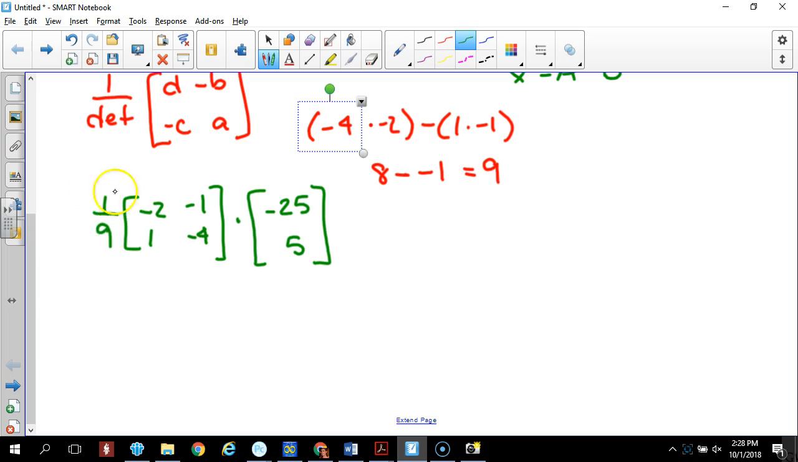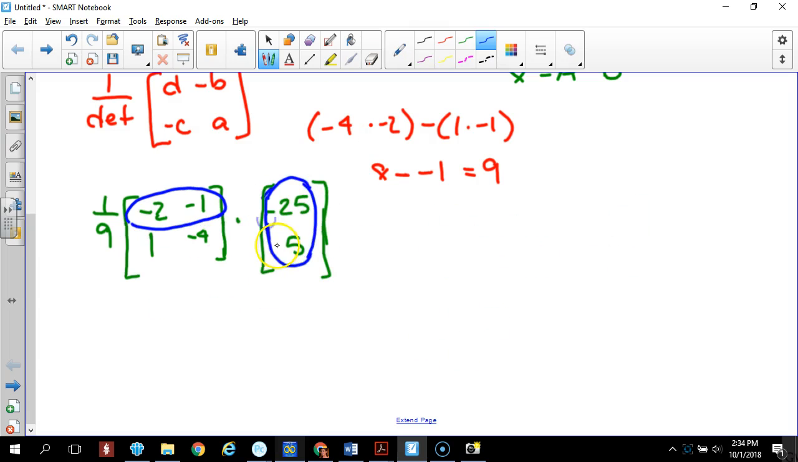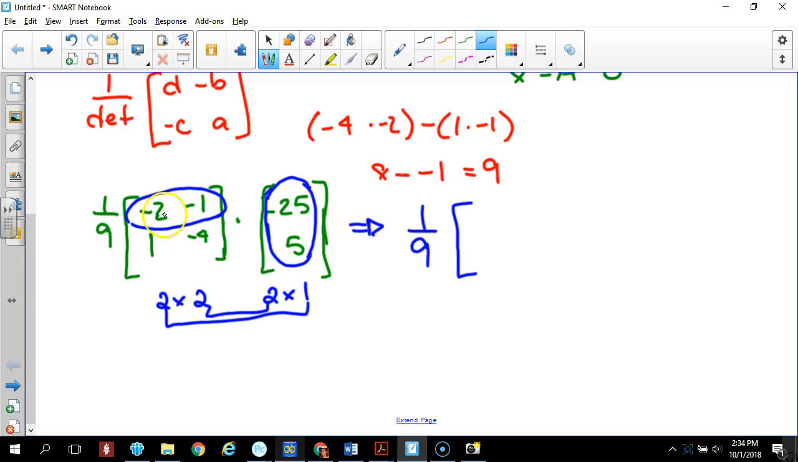I can go ahead and distribute this fraction through and make this -2 over 9, -1 over 9, 1 over 9, and -4 over 9, and then multiply by this. But then that means that I'm multiplying fractions and adding them, and that just gets really ugly. So instead, what I'll do is I will multiply this with this. I can multiply these because this is a 2 by 2, and this is a 2 by 1. Since these match, I can multiply, and my answer will be a 2 by 1. So I'm going to bring the 1/9 here, and I'm going to bring the answer over here.